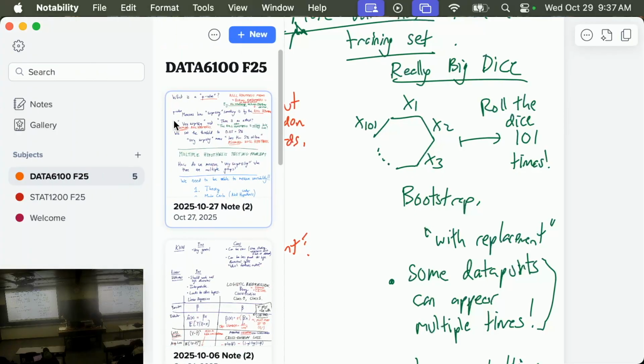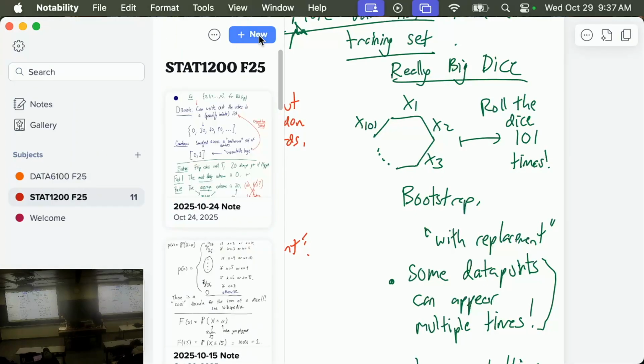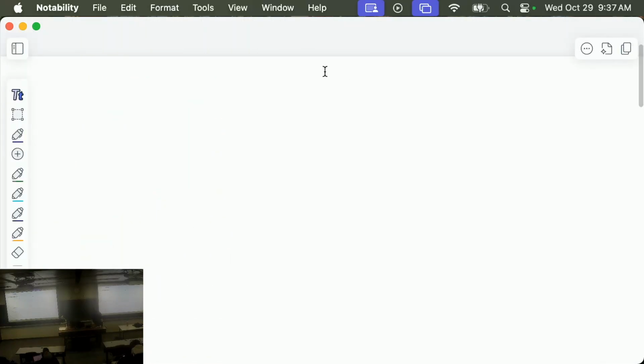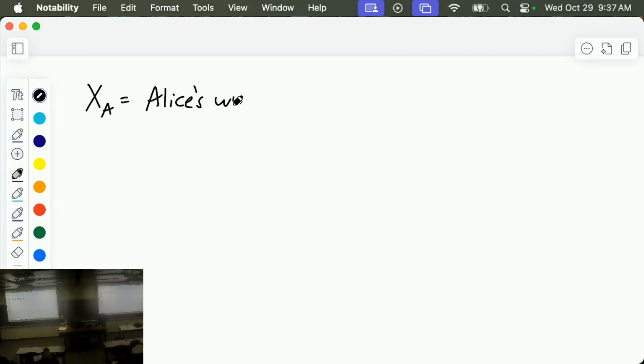And let us open a new page. So this is what we're gonna do. We're gonna find the expected value and variance for XA, which is Alice's winnings, versus XB, which is Bob's winnings.